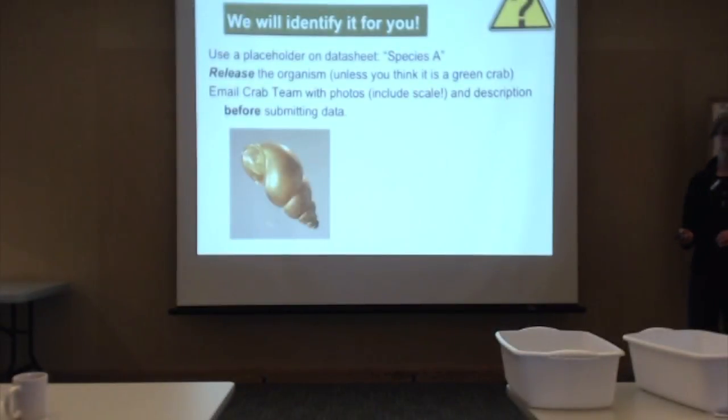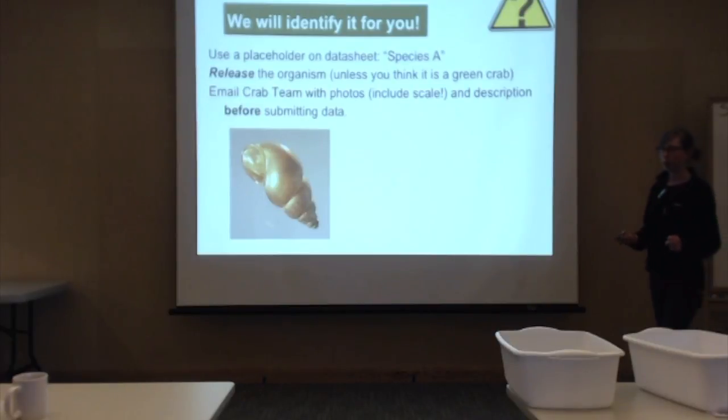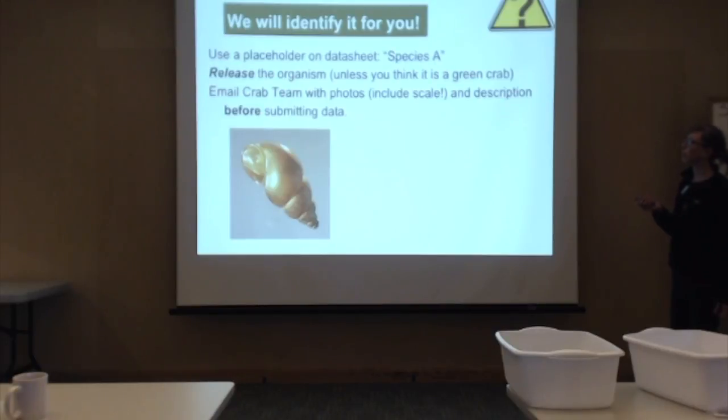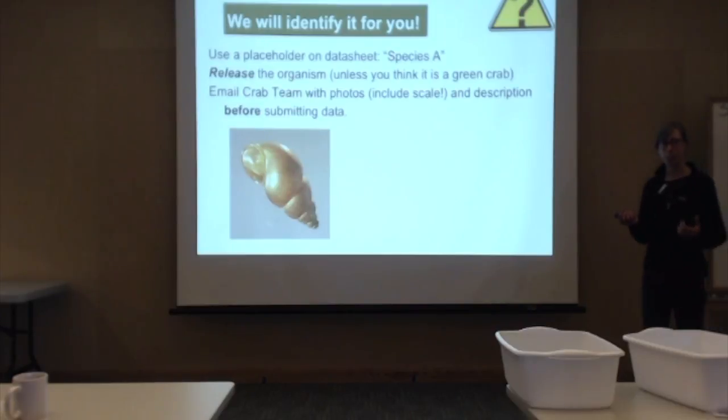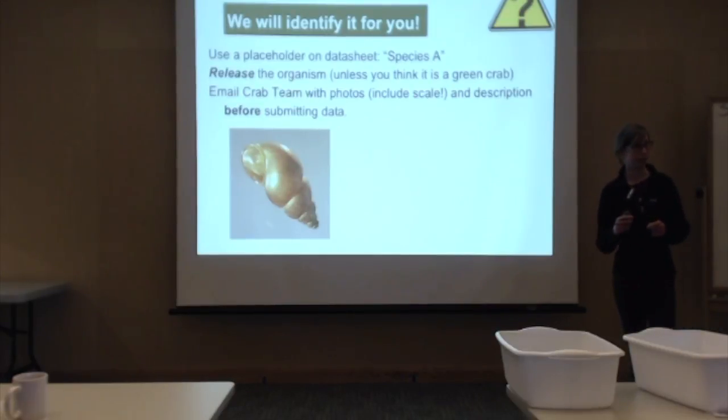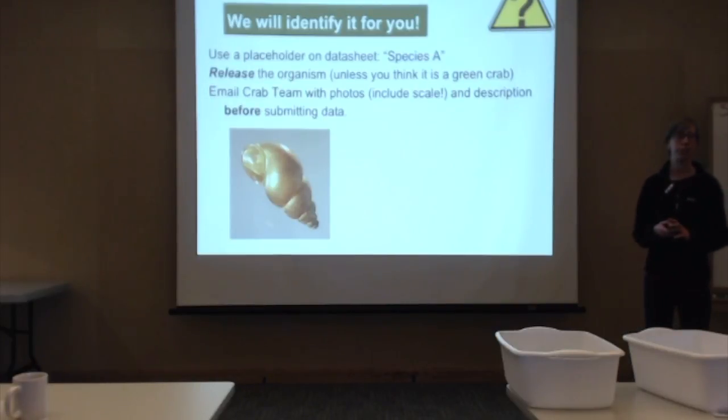If you can't identify an organism because it's something that's not on the guide, or you can't tell if it belongs to one or the other, we would like to identify it for you. We are a one-stop identification shop. In the meantime, before we can get the information back to you, you can use a placeholder in that species name area. You can release the organism unless you think it's a green crab, and then we want you to take a bunch of pictures just of the individual you can't identify from different angles so that we can see more features, and that makes it easier for us to be able to tell what it is.